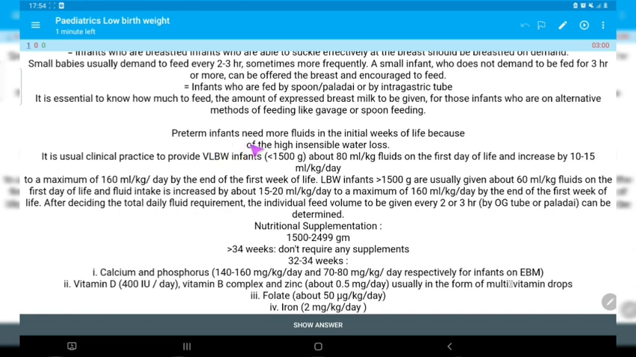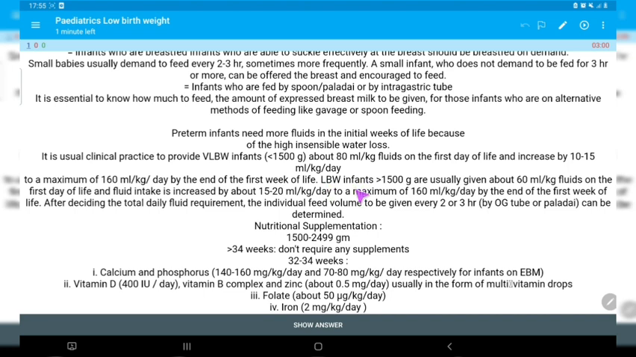Preterm infants need more fluids in the initial week of life because of high insensible water loss. It is usual clinical practice to provide very low birth weight infants about 80 ml per kg of fluids on the first day of life, increased by 10 to 15 ml per kg per day to a maximum of 160 ml per kg by the end of the first week of life.